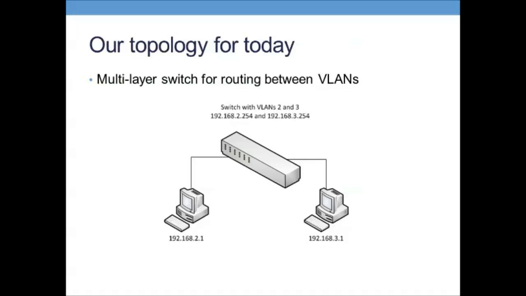And here's the topology that we're going to build. Very, very simple. We're going to put a couple of VLANs together. We're going to put a PC, or in this case a laptop, in each one of the VLANs, and then we're going to route between them just using the multi-layer switching capability of the switch. Our switch today is going to be an EX4200. It's a 48-port PoE switch.